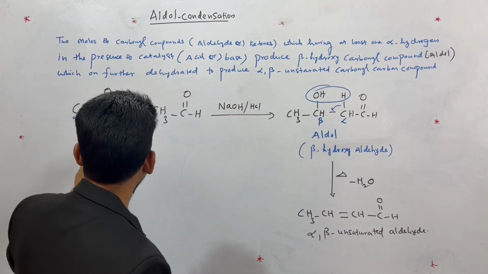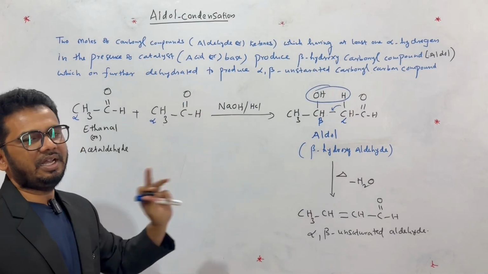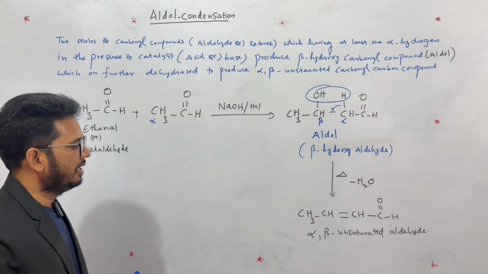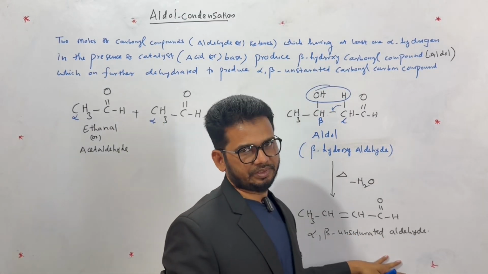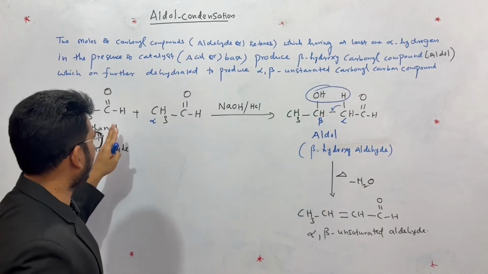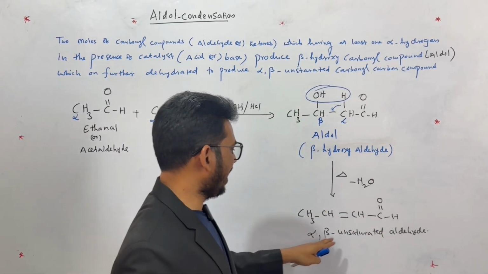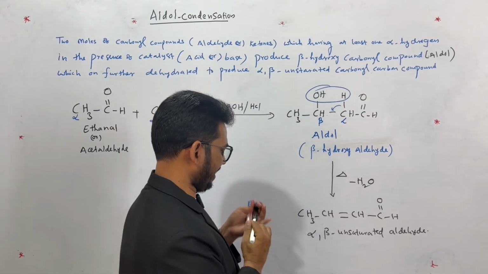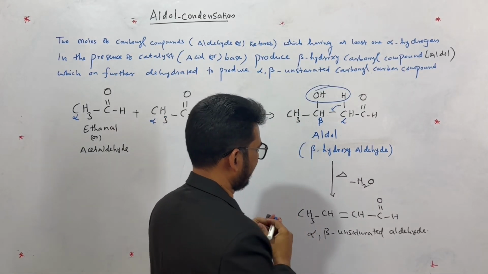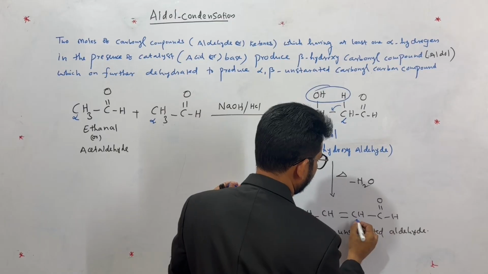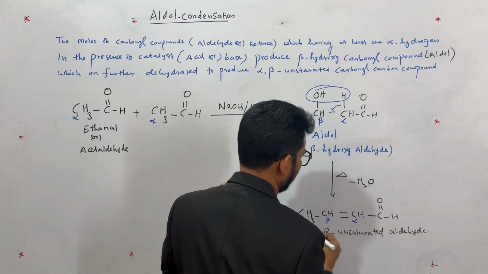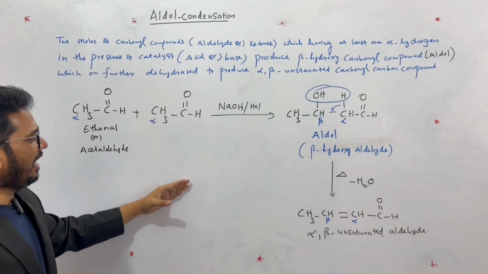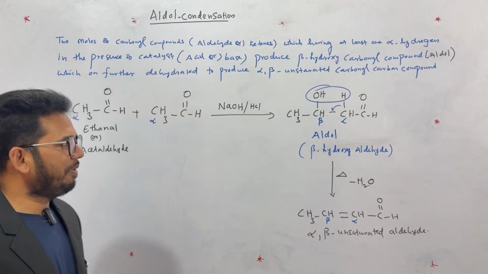If I take a ketone here, it produces alpha, beta unsaturated ketones. I am using only aldehydes here, that's why it is producing alpha, beta unsaturated aldehydes. As I already showed, after the functional group this is the alpha carbon, this is the beta carbon. This is exactly the aldol condensation. I hope you understood.